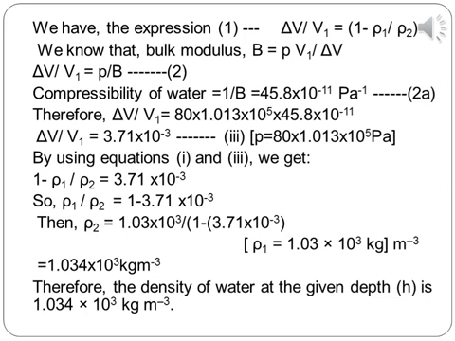Then, what is the value of rho 2? Rho 2 is equal to rho 1 by 1 minus 3.71 into 10 the power of minus 3. By substituting the value of rho 1, it is equal to 1.034 into 10 the power of 3 kilogram per meter cube. That is, density of water at given depth H is equal to 1.034 into 10 the power of 3 kilogram per meter cube.